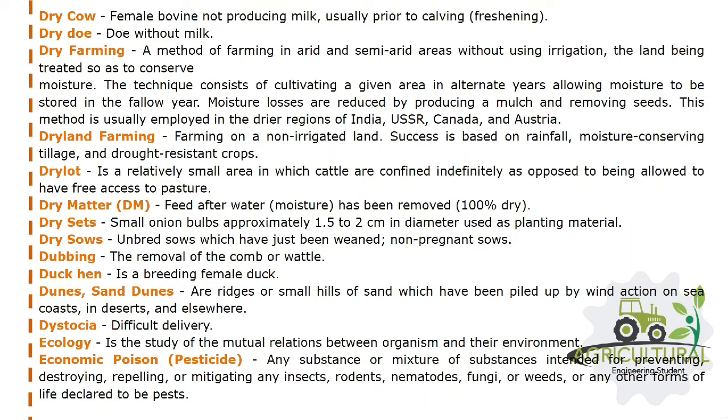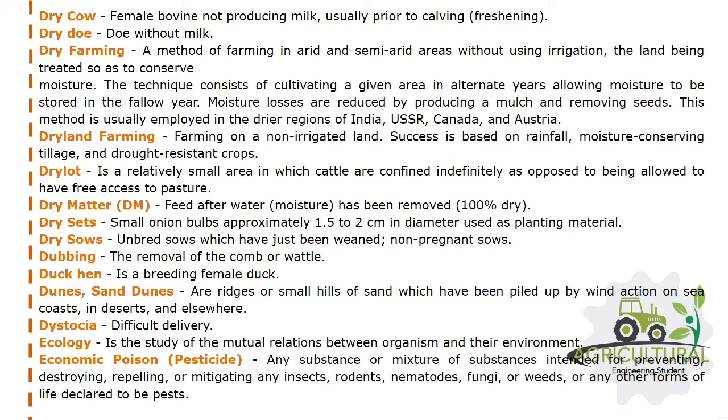Dryland farming: farming on non-irrigated land. Success is based on rainfall, moisture-conserving tillage, and drought-resistant crops. Dry lot is a relatively small area in which cattle are confined indefinitely as opposed to being allowed to have free access to pasture. Dry matter, DM: feed after water, moisture, has been removed, 100% dry. Dry sets: small onion bulbs approximately 1.5 to 2 cm in diameter used as planting material. Dry sows: unbred sows which have just been weaned, non-pregnant sows.